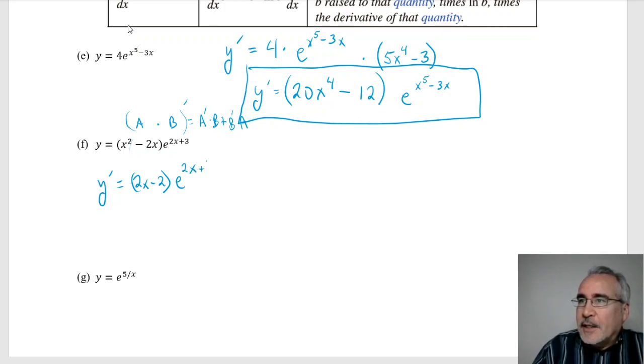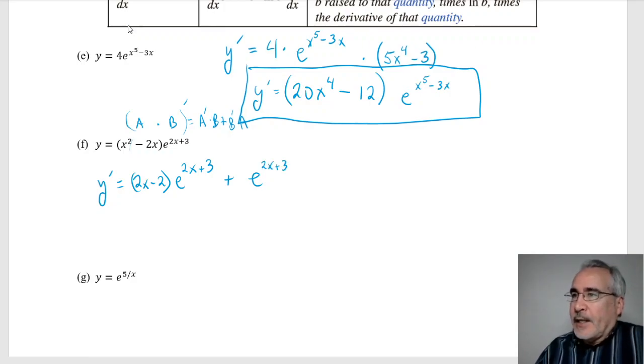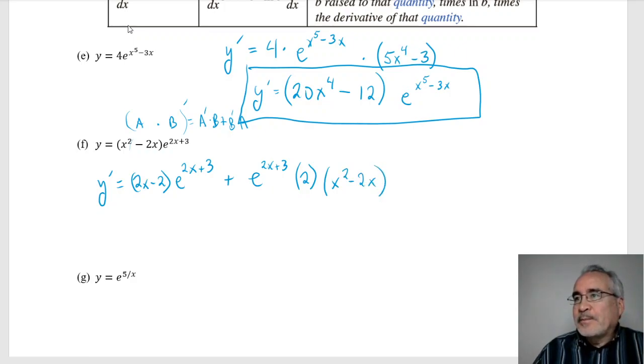Of course, it's going to be hard to tell the difference. And then we're going to add the derivative of B, and the derivative of B is just e to the 2x plus 3. It's itself, but then we have to use the chain rule up here, the derivative of 2x plus 3. The derivative of 2x is 2, the derivative of 3 is 0, so we get that part, and then we need to multiply by A. So that's our answer.